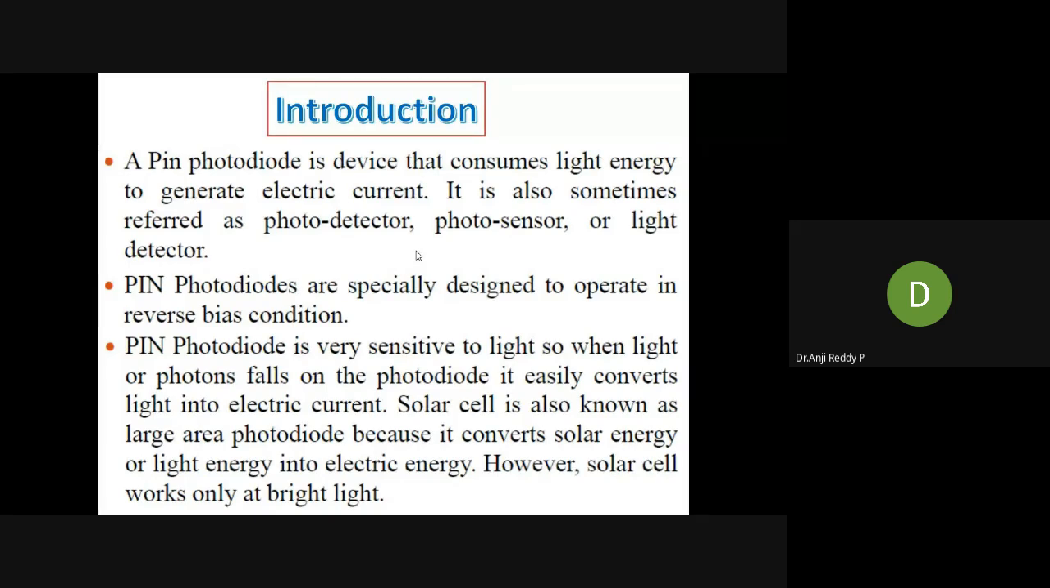The solar cell also has the same concept, and we can call the solar cell a large area photodiode. That also converts light energy to electric energy. But the solar cell works only in bright light, whereas this photodiode will work in small light also.